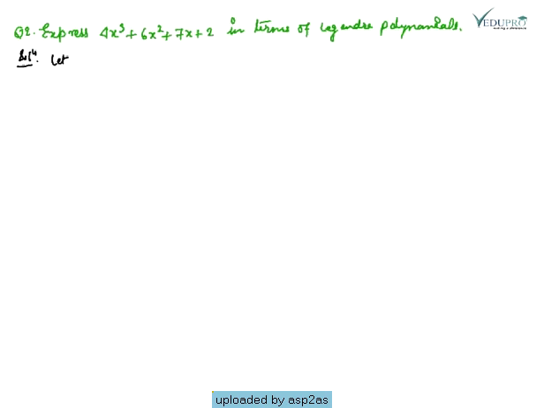Now our next example is: express 4x cube + 6x square + 7x + 2 in terms of Legendre polynomials. Means how a function, how an equation can be expressed in terms of Legendre polynomials. That's what we have to do.